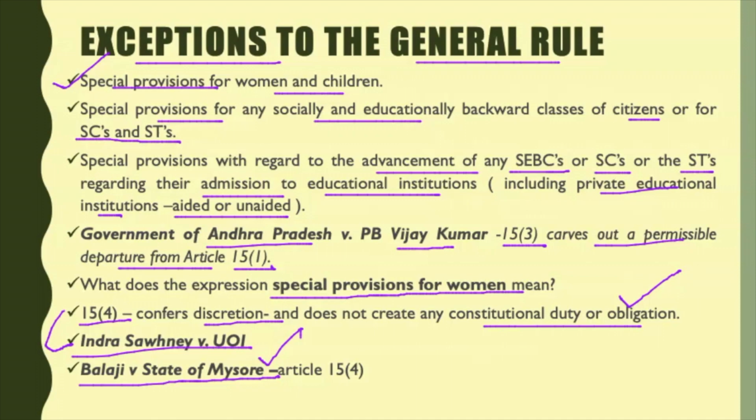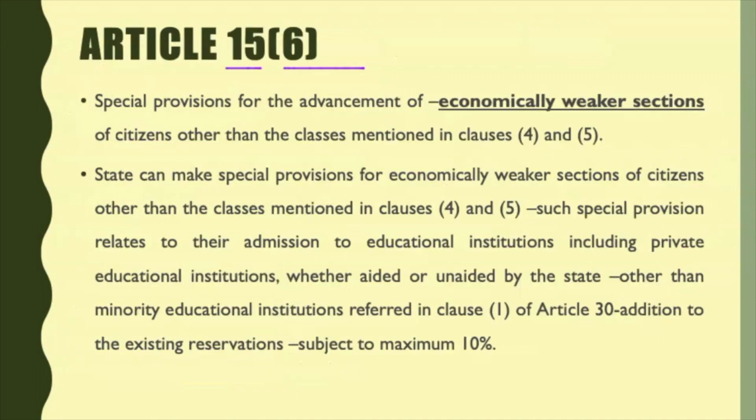We spoke about 15 clause 3, we spoke about 15 clause 4 and 15 clause 5, certain judicial interpretation and case laws. Now let's move on to 15 clause 6. So the clause 6 to the Article 15 was inserted in the Constitution by 103rd Amendment Act 2019. So ये काफी recent edition है and it provides for reservation for the advancement of economically weaker sections.